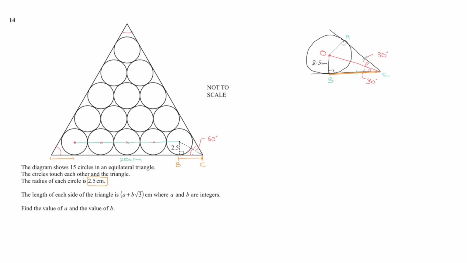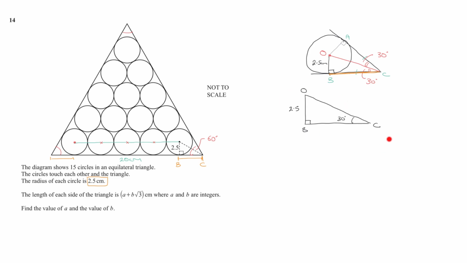And to calculate the length BC, we can use our knowledge of right angle triangles. And so if I quickly draw this right angle triangle here, there we go. That would be B with a right angle, O would be up here, and C is here. We know that this interior angle is 30 degrees, and we know that the side length OB is 2.5 centimeters.